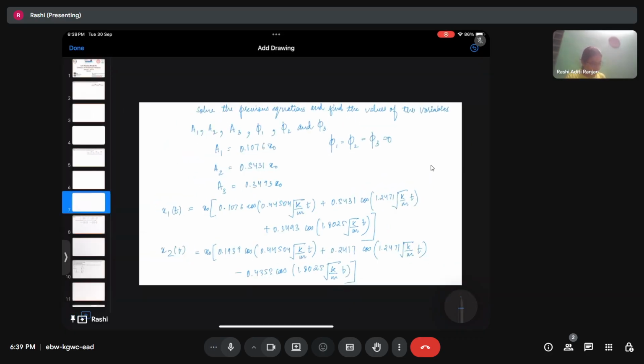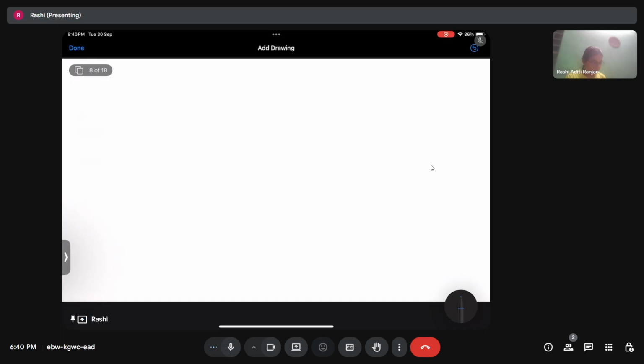And the third one is going to be x3 of t, x naught times 0.2418 cos of 0.44504 under root k by m of t, minus 0.4356 cos of 1.2471 under root of k by m into t, plus 0.1937 cos of 1.8025. So these are the solutions of x1, x2, and x3.